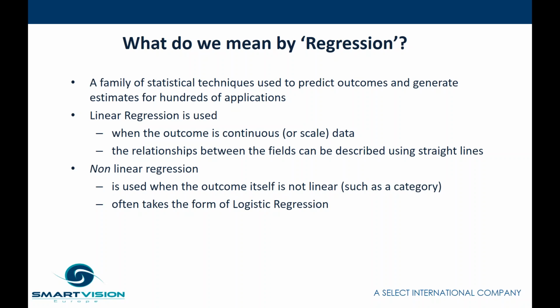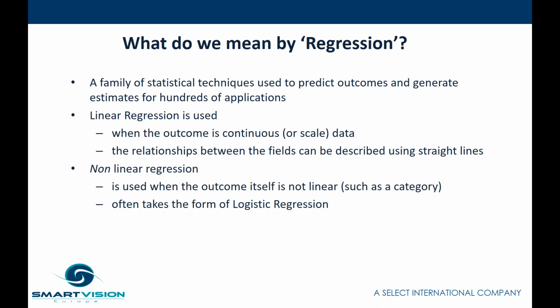But linear regression is probably the oldest technique, and it's applied when the outcome in nature, the thing that you're trying to predict or trying to estimate, is a true number field. It's a continuous field or a scale field, so it would be a number as opposed to a category. And where the relationship between the fields can be described using straight lines. And if you don't know whether or not the relationship can be described using straight lines, well, you do some exploration of the data up front, and that will give you a good idea of that. So we'll be showing you how to do that in a few moments.